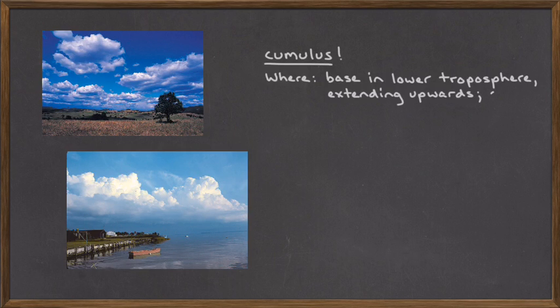And on some days, they can extend all the way up to the tropopause. So they can extend as high as the tropopause. So in that case, you would have a cloud that has its base down near the ground, but actually builds its way all the way up through the troposphere, all the way up to the tropopause, and usually a little bit into the stratosphere in many cases.